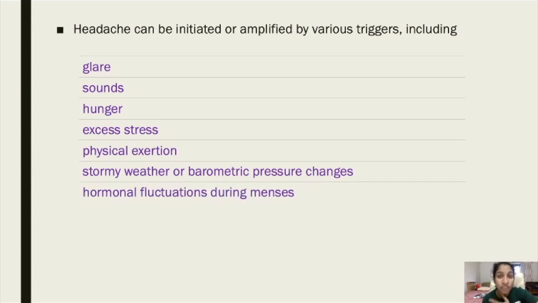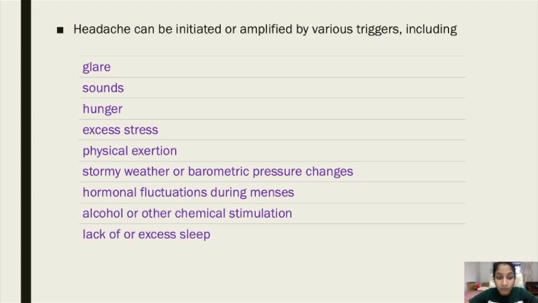And hormonal fluctuation during menses, that is, hormonal changes during the menstrual period or ovulation period. Alcohol or other chemical stimulation will also trigger it. And lack of sleep or excess sleep, both can trigger migraine. Other afferent stimulations can also cause migraine.